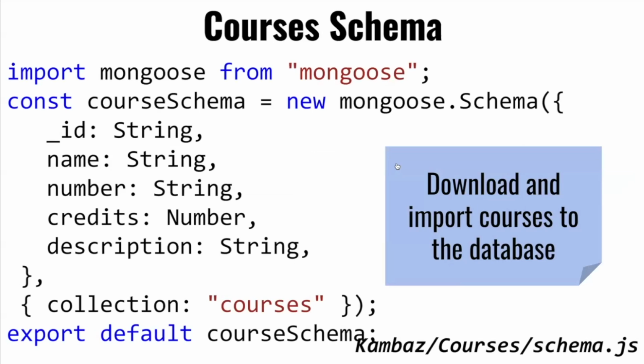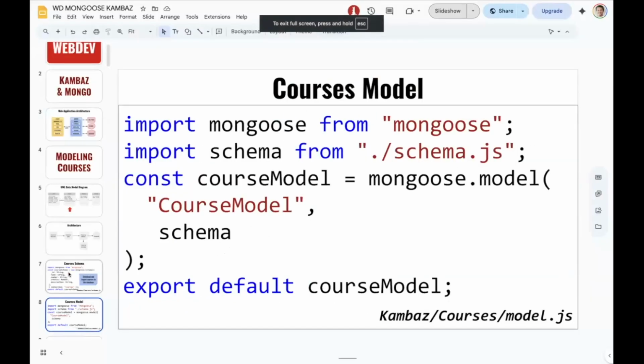As we saw when we worked on users, we built schemas using the mongoose.schema property, which allows us to declare the structure of courses. So we have primary keys, the name of the course, the number of the course, credits, description, and so on. We're also describing the fact that this is going to be stored in a collection called courses. So let's do that.